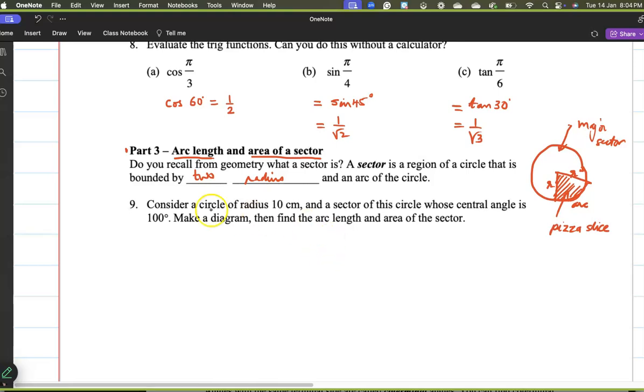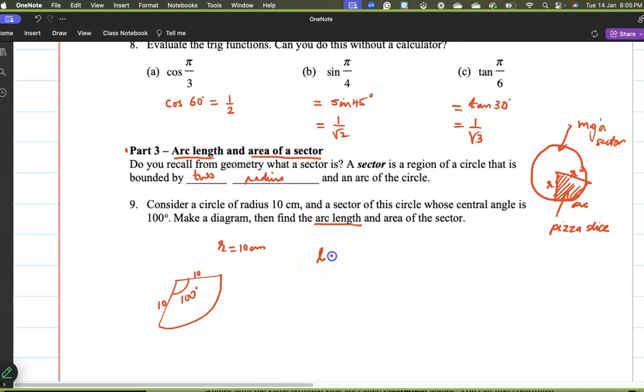Consider a circle of radius 10. So the radius of the circle is 10 centimeters, and a sector of this whose central angle is 100 degrees. This is 10, this is 10. Make a diagram. Find the arc length. What is the formula for the length of the arc?